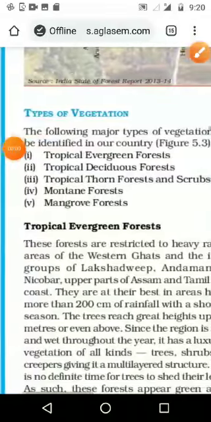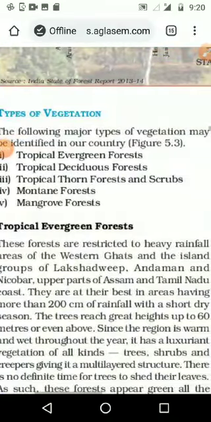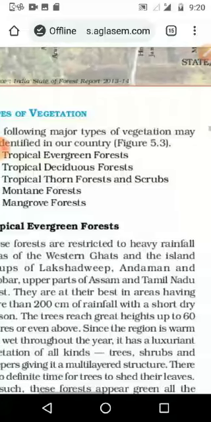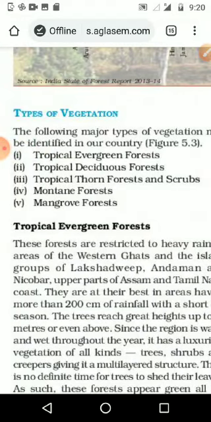We are moving to the next topic, that is types of vegetation. First one, tropical evergreen forest. Second one, tropical deciduous forest. Third one, tropical thorn forest and shrubs. Fourth one, montane forest. And fifth one, mangrove forest.